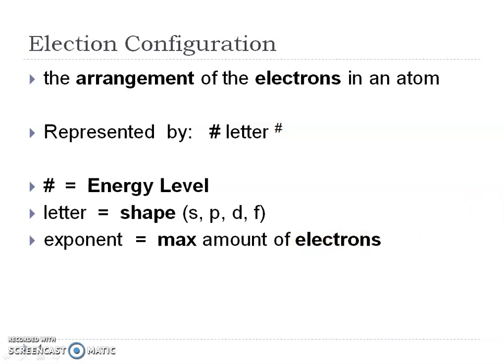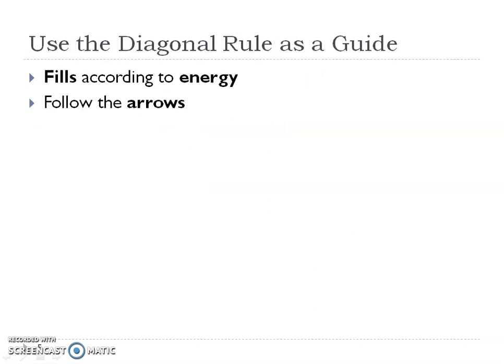And of course, in every orbital, there's a maximum number, right? So s can only have 2 electrons, p can only have 6, d can only have 10, and f only 14. So we're going to use the diagonal rule, it's called, as a guide, and we're going to follow the arrows because the arrows follow the energy. So that's really how it goes. So let's look at this diagonal rule.